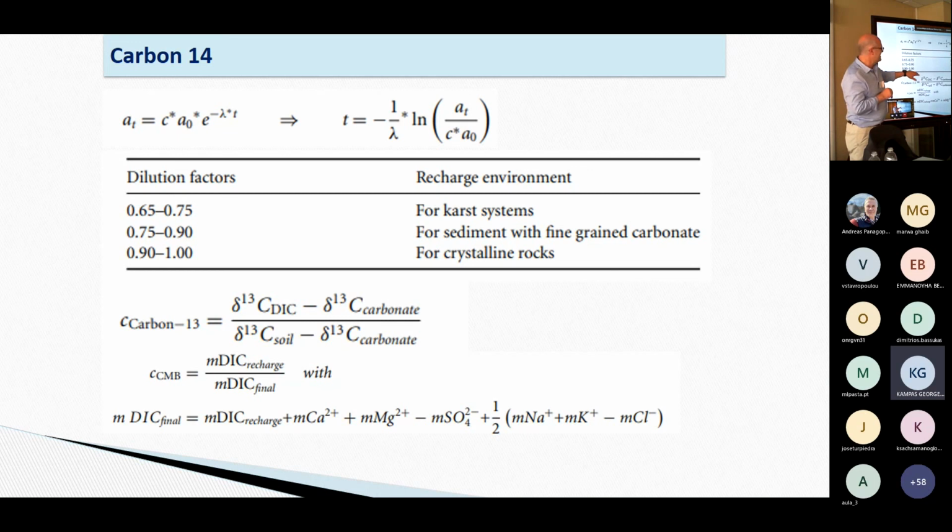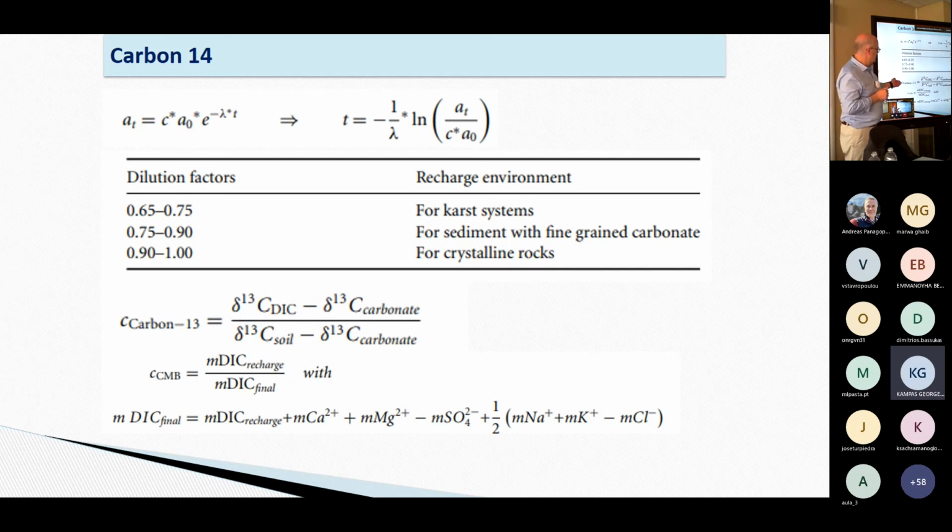0.75 to 0.9 for sediment with fine-grained carbonate, and 0.9 to 1 for crystalline rock. This is a rough method, but it's very often used. I don't like this method very much because it introduces major errors.